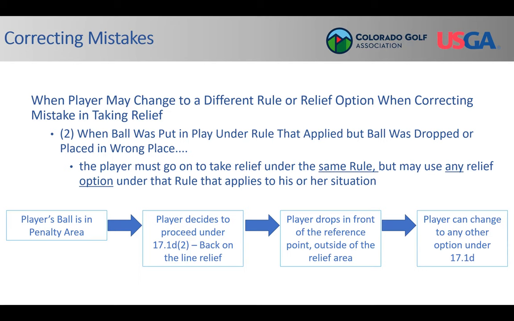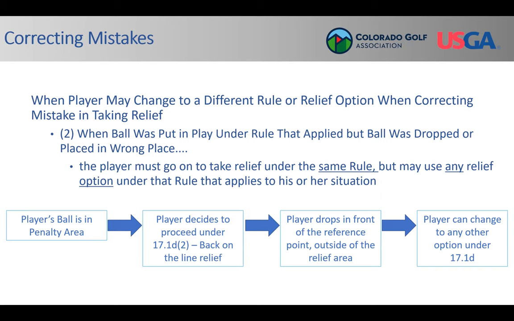So with changing to any other option, we can now pick up that ball, go back under stroke and distance, or go and maybe use that lateral relief option if it's a red penalty area. We can change to any other relief option at that point because we got the rule right. We just didn't really get the relief option right. So that's what we're being able to change in this scenario here.